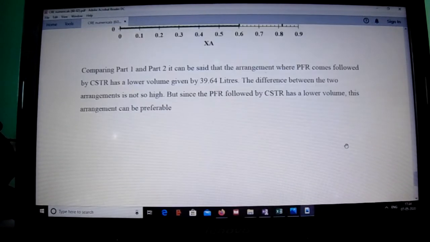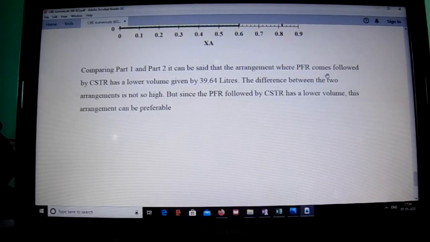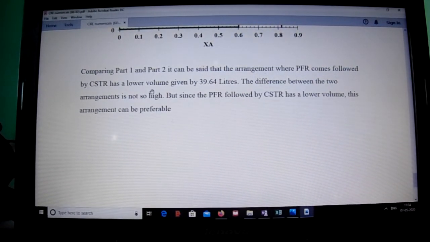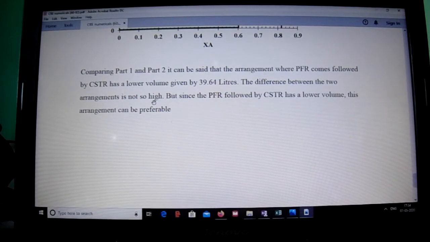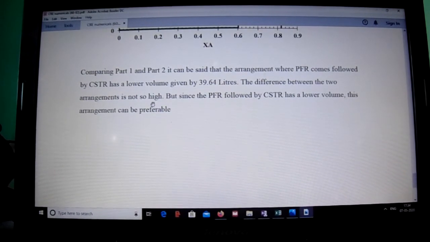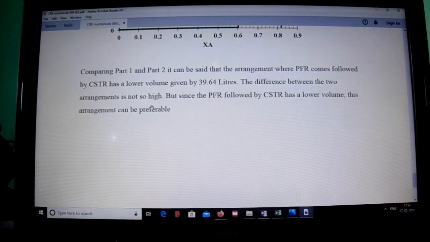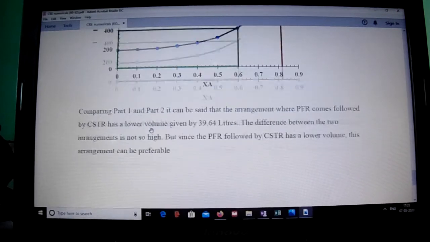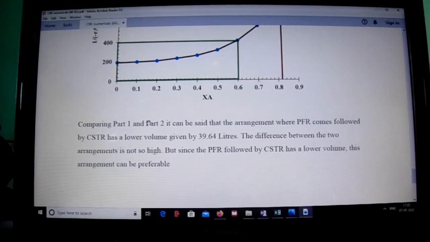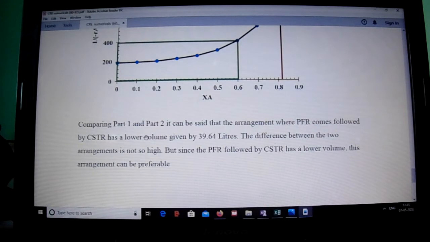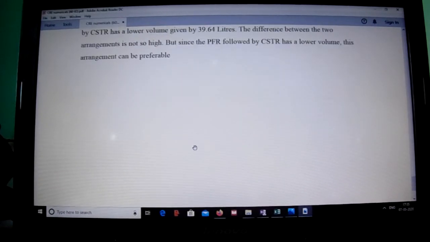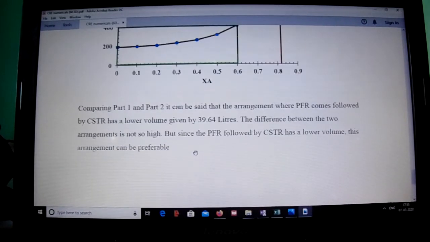So in this case, either you can say that this arrangement is preferable because PFR followed by CSTR has a lower volume and the difference between them is not so high. You can write it this way, or you can say both the arrangements are preferable. Both the answers can be accepted. So there is no need for confusion. It depends upon your conversion, your reaction, and your initial molar flow rate. All these factors have a lot to do with deciding which arrangement should come first and which later. For that, I have given you practice problems.